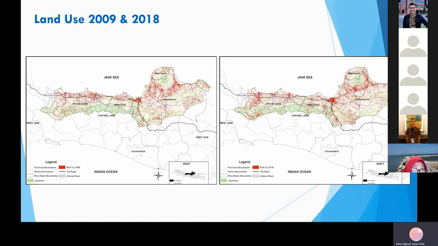especially in Semarang, Tegal, Pekalongan, and also near Kudus, Pati, and Rembang. We can see that there is a lot of increase of built-up area.